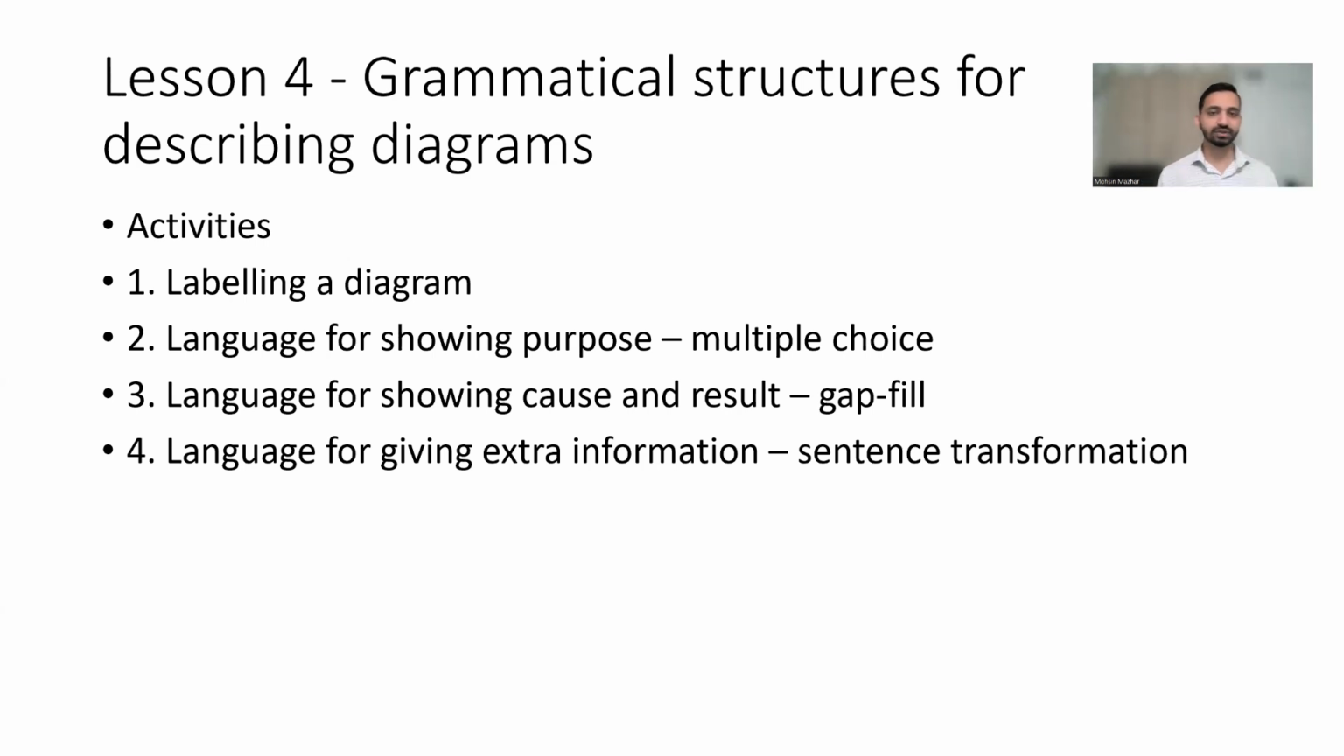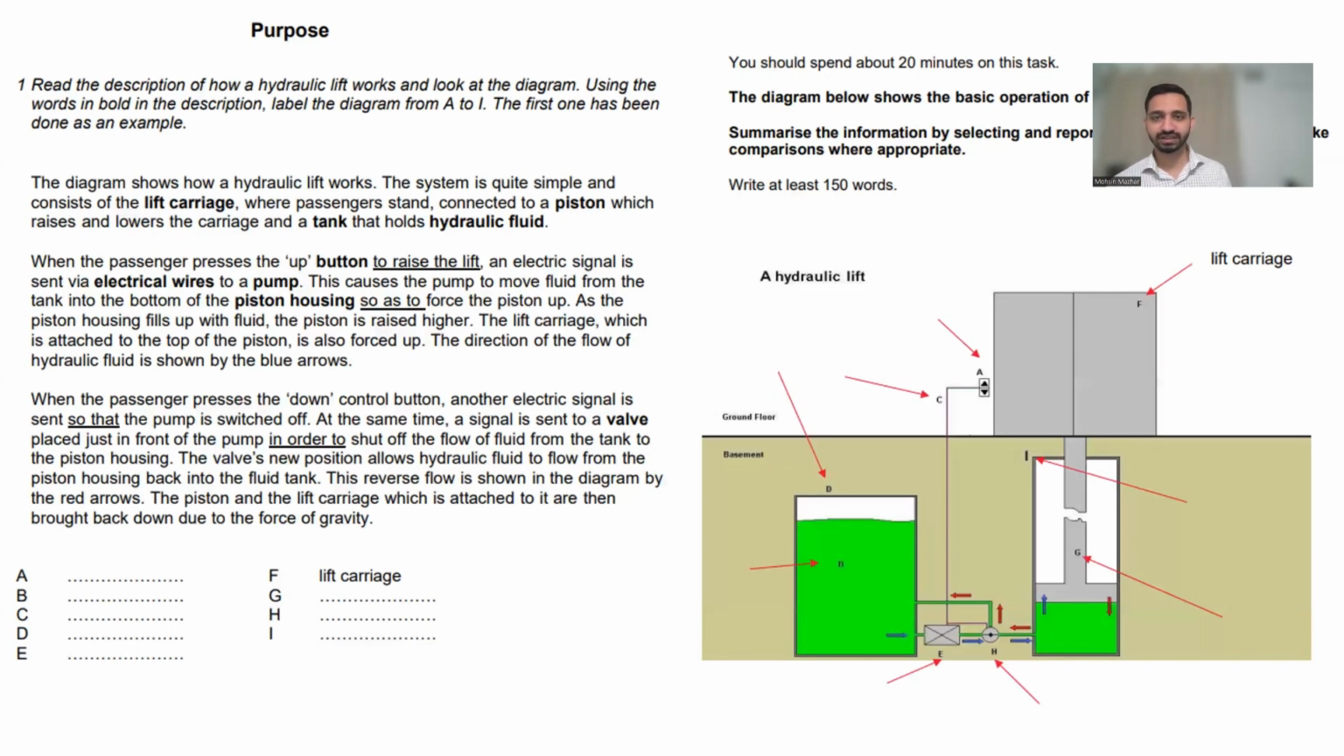The activities that we're going to look at are labeling a diagram, language for showing purpose, a multiple choice, language for showing cause and result. We'll do a gap fill activity, and then language for giving extra information. We will learn how to transform the sentences. All right, let's get into our first activity.